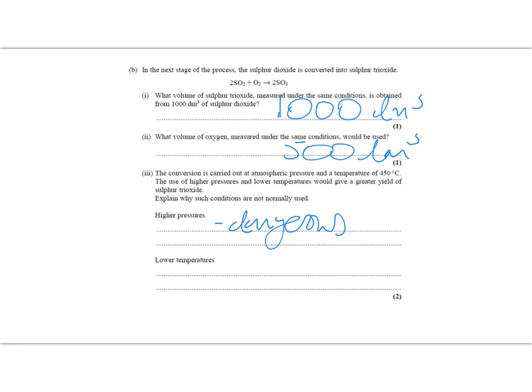And lower temperatures, well, temperature doesn't just affect the yield, but it also affects the speed of the reaction. So lower temperature is not used because the reaction would be too slow. That should be a W. Okay, so on to the next question.